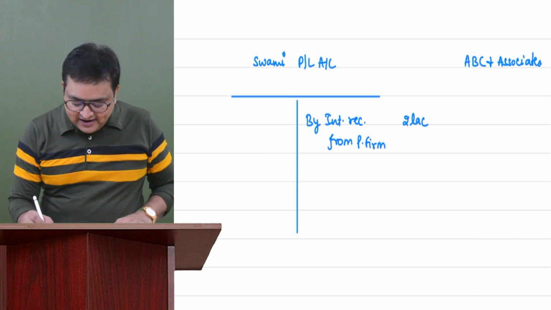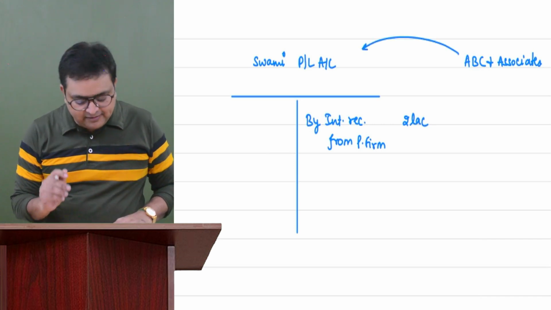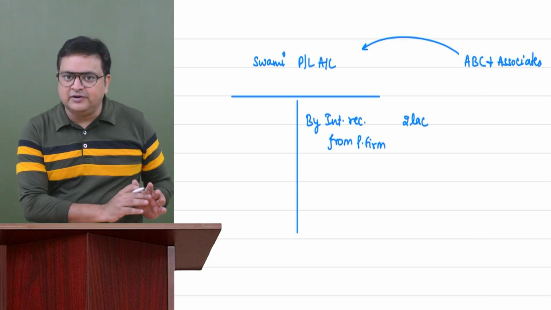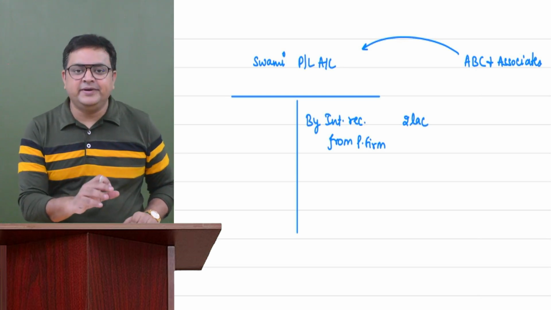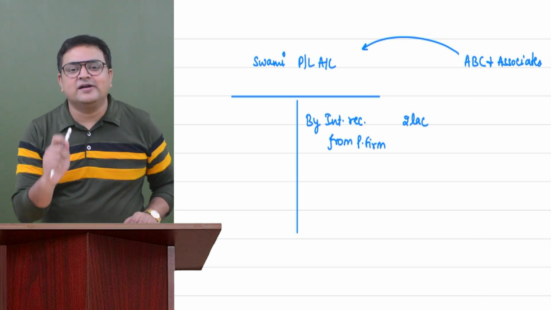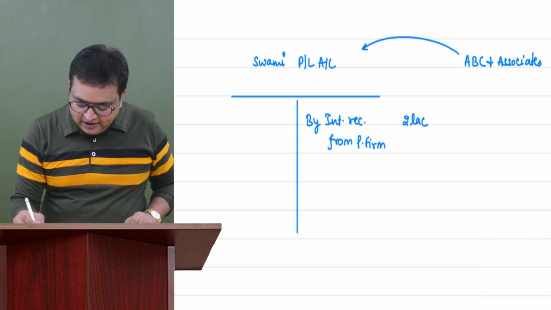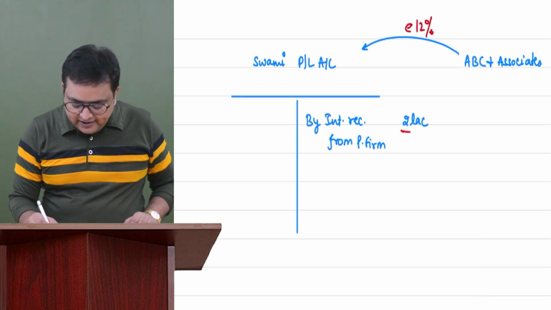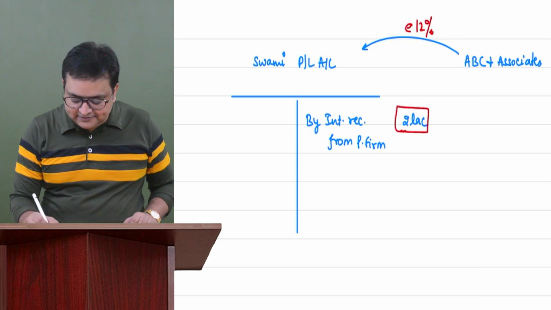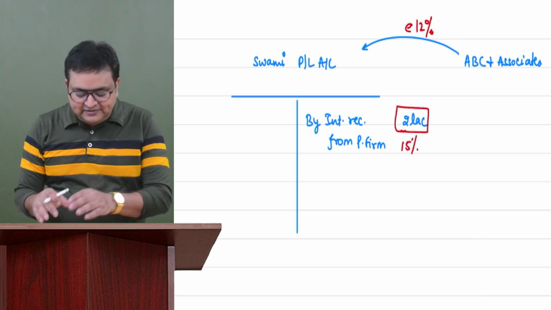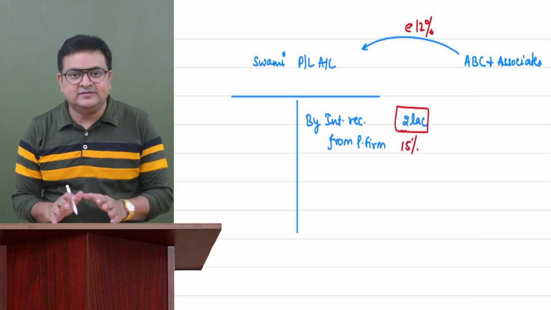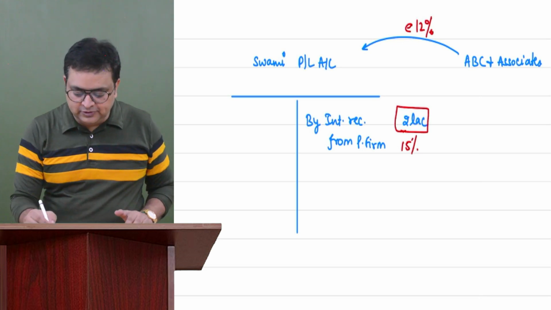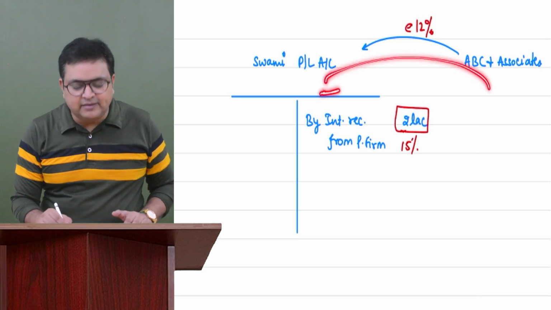We understand that a partnership firm can pay interest to a working or non-working partner also, as per the partnership deed, but the maximum rate of interest is only 12%. So the rate of interest should be 12%. And here this 2 lakh comprises 15%. So please tell me, is it allowed for the partnership firm? The answer is no.